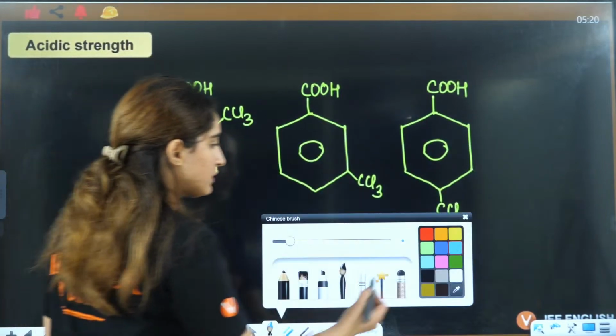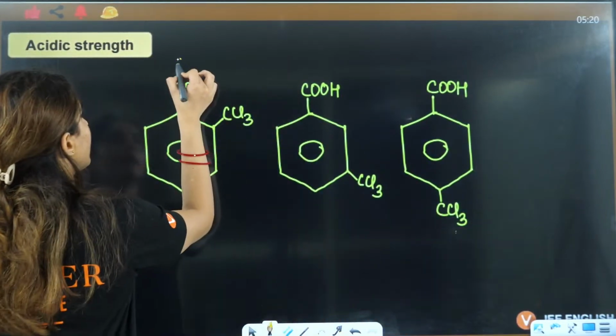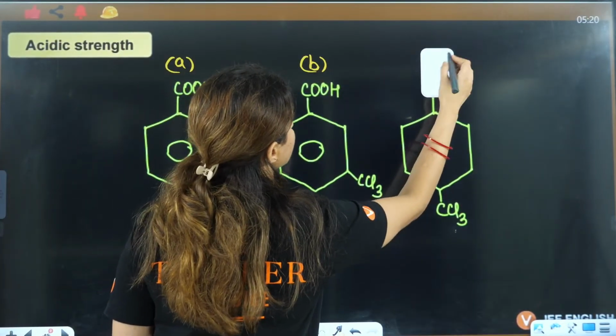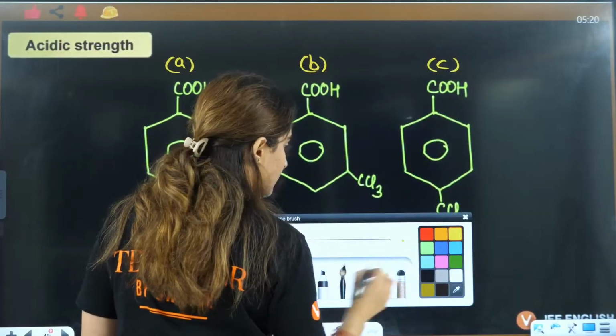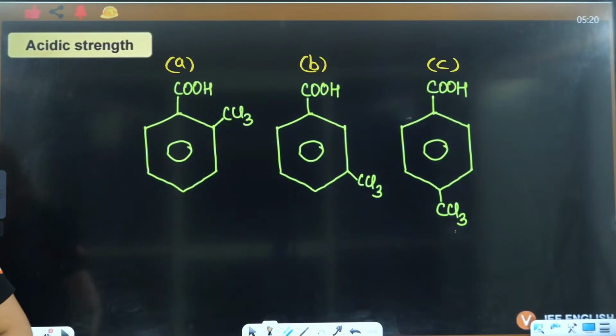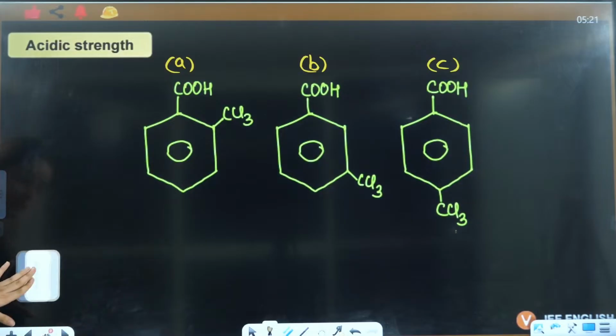Then you have this one. Let's see. A, B and C. Now tell me which will be most stable, less stable. What are the effects that you are going to have here? Yes, everyone. What are the effects that you are going to have here? Right? So just give me a second.